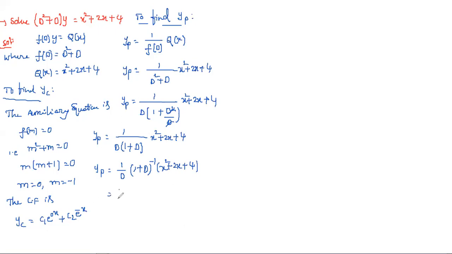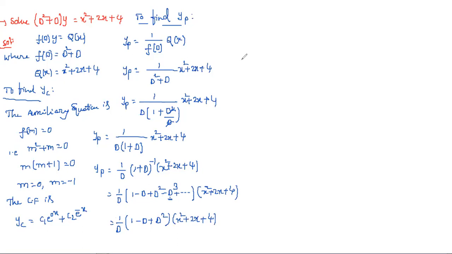So this is equal to 1 by D into (1 − D + D² − D³ + and so on) into (x² + 2x + 4). Here it is no need to take the entire series. Why? Because D³ here, the highest degree is 2, so up to this we can take enough. So (1 − D + D²)(x² + 2x + 4).